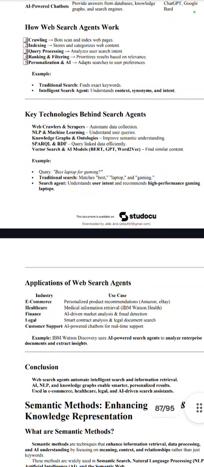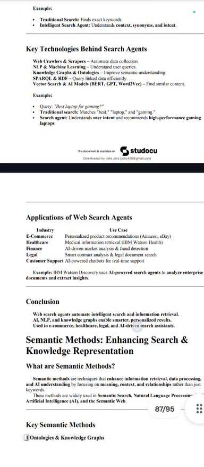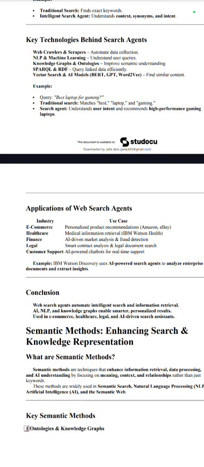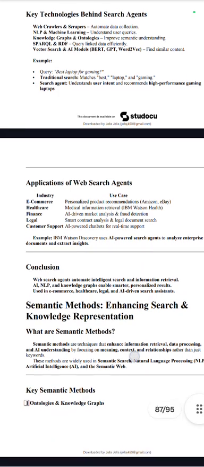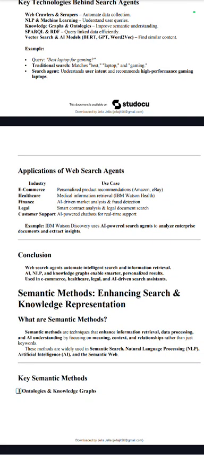Example: the query best laptop for gaming. Traditional search matches best, laptop, and gaming. Intelligent search understands the intent of the recommendation and returns high performance gaming laptops. Applications of search agents across industries: e-commerce, personalized product recommendations, healthcare, as you learned in the previous one, finance, and legal customer support. Example: IBM Watson Discovery, AI powered search analysis that ingests documents and extracts insights.